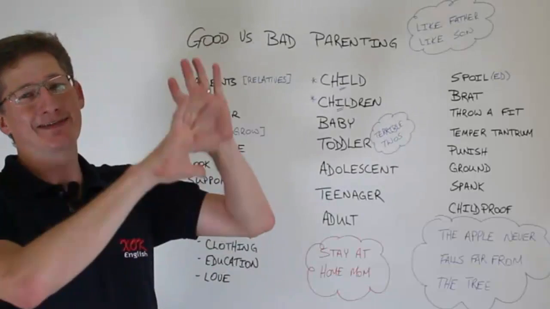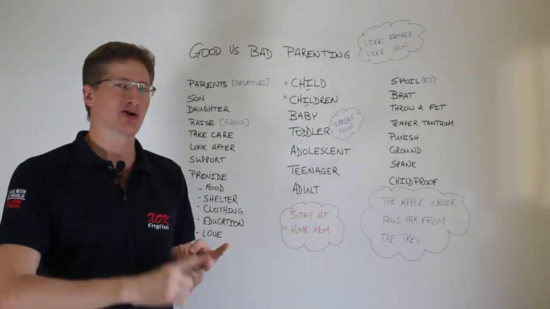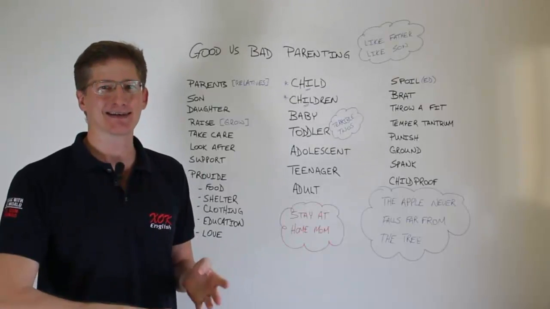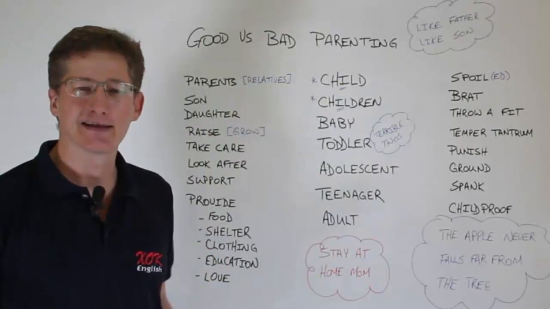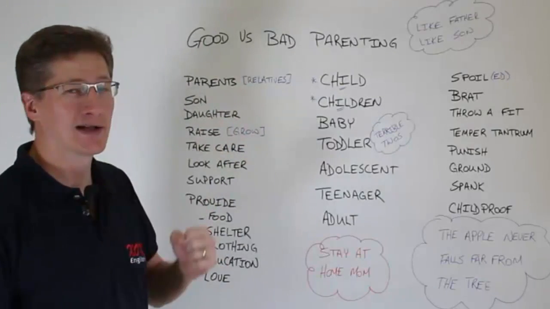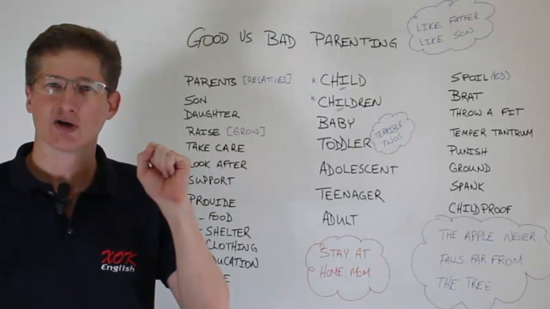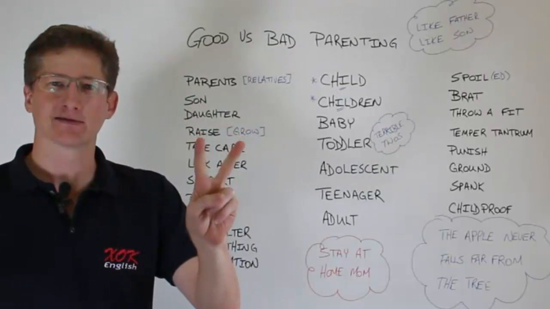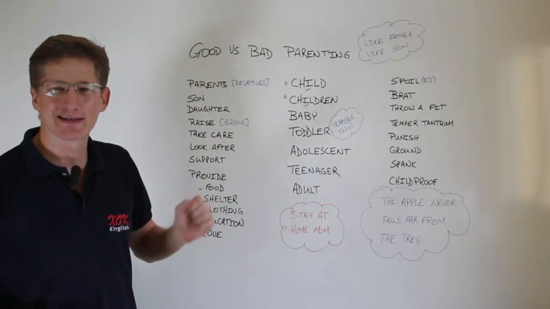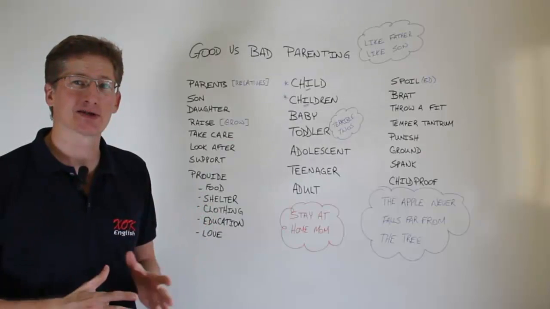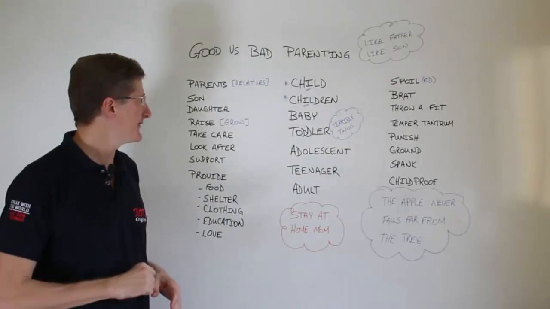Now, relative is your extended family, your grandparents, your uncles and aunts and cousins, and everyone in your family is one of your relatives, all right? But the word parents refers to your mother and your father. So you only have two parents, all right? So I just wanted to clarify that before we got started. We're talking about parents, your mother and your father.